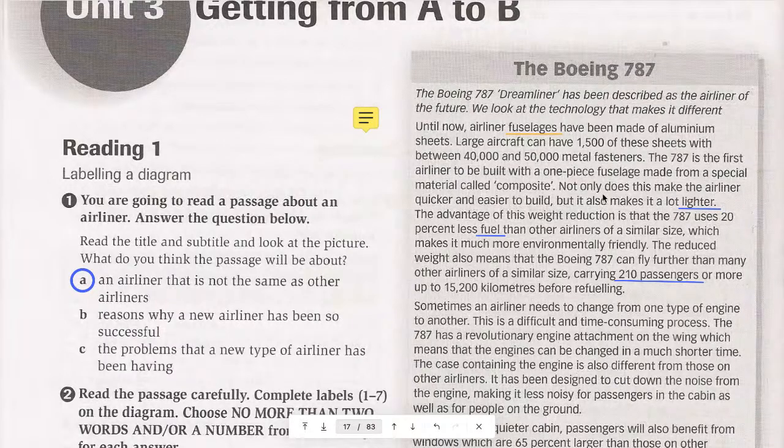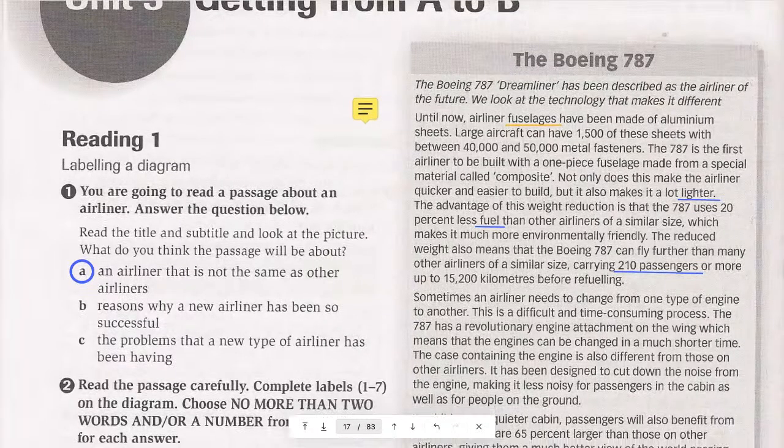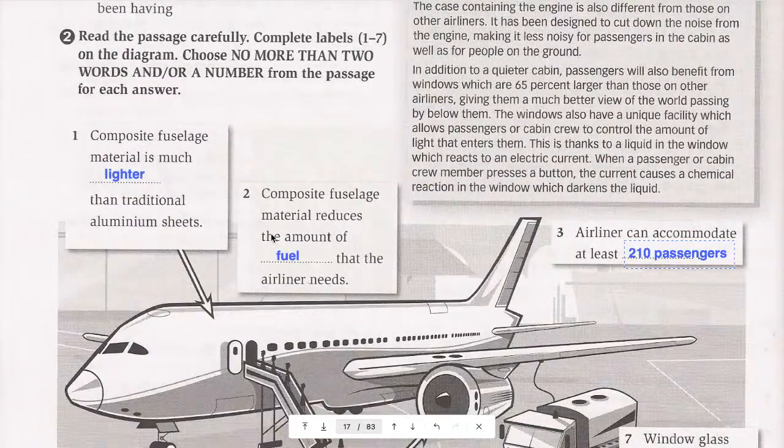Yeah, I know, because here you see, not only does this make the airliner quicker and easier to build, but it also makes it a lot lighter. So what should we use? Quicker, easier, or lighter? Yeah, because here we are comparing the material, so we cannot say material A is quicker than material B. No. Or material A is easier than material B. No. But material A is lighter than material B. Yes, makes more sense, right? So you choose the right spot, but you have to read carefully, and you must choose the right word.